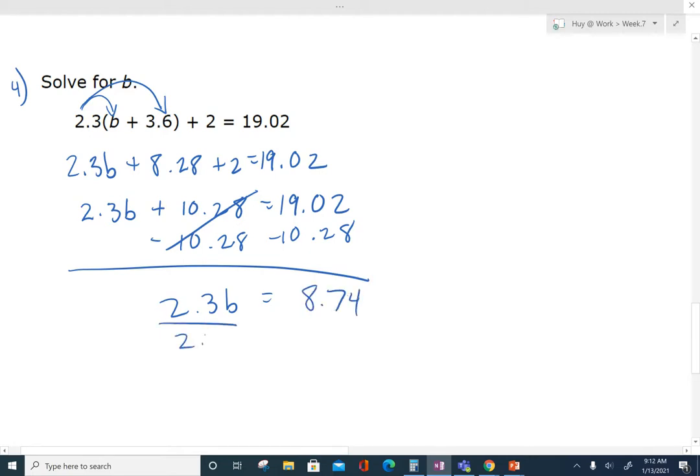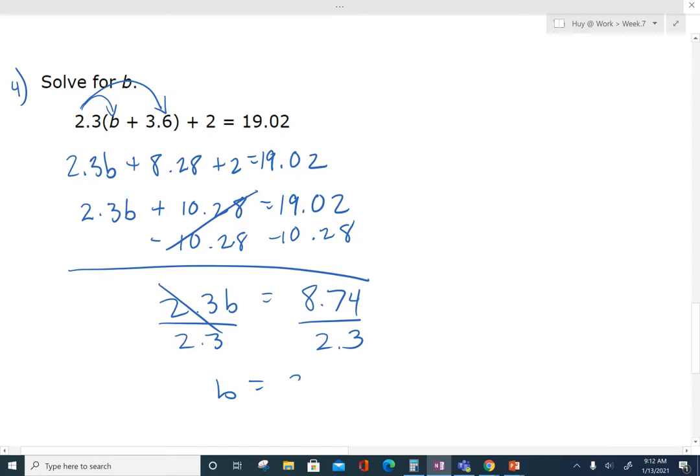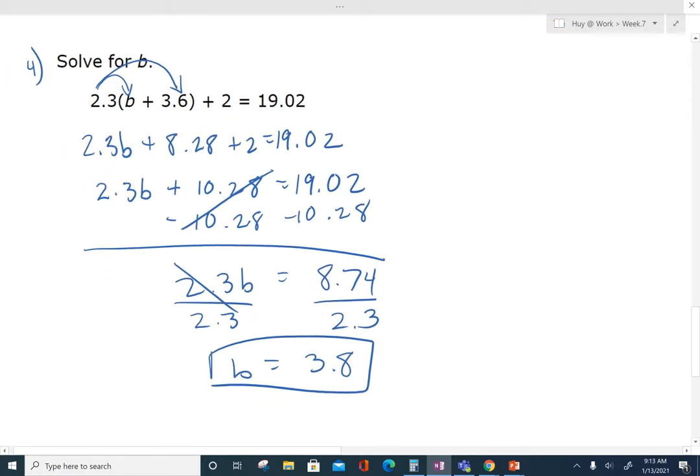So let's divide both sides by 2.3. So b equals, I have 8.74 in my calculator. Let's divide it by 2.3. That's 3.8. All right. These problems do take quite a bit of time to get through, especially if you're still kind of new at this.